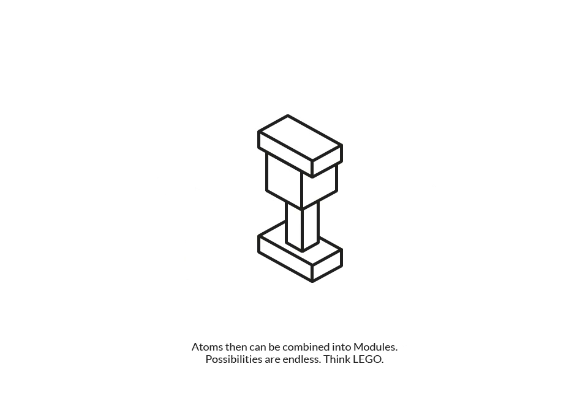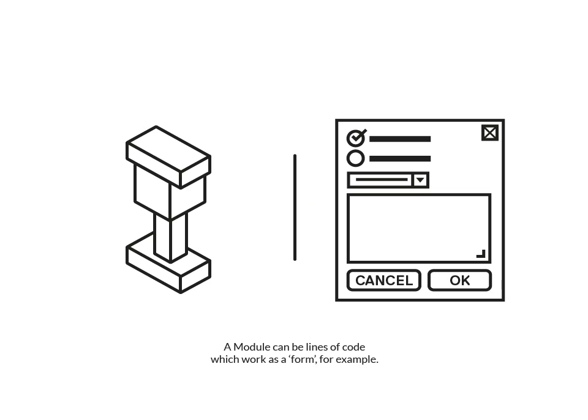Atoms can then be combined into modules. Possibilities are endless. Think Lego. A module can be lines of code which work as a form, for example. The examples here focus on the user interface, but it's actually even more straightforward on the logical operations or business processes, if that's better understood.